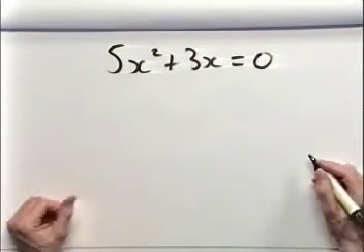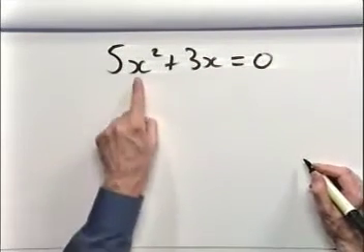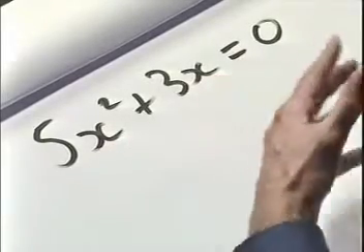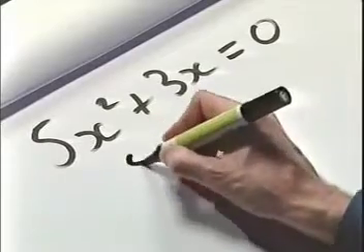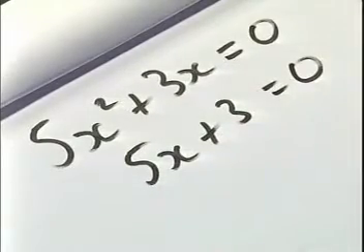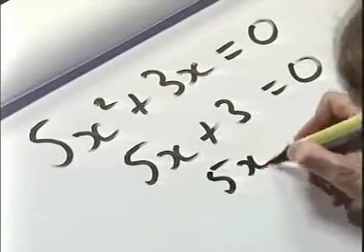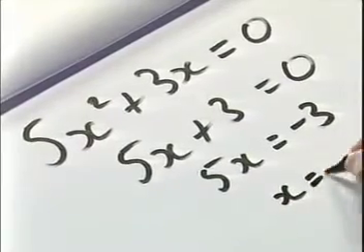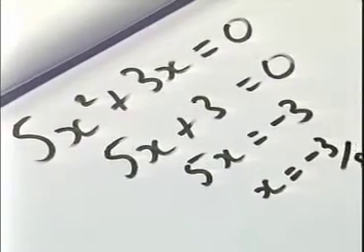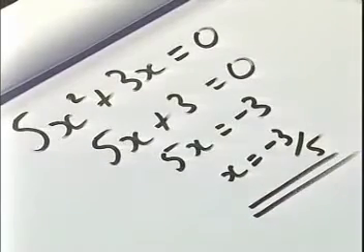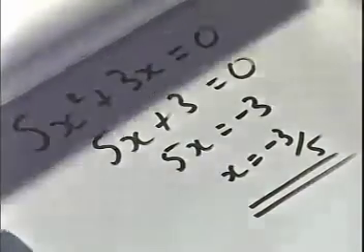Well, the mistake that we might very well make is to say, oh yes, a common factor of x, one there in the x squared term and one there. So I'll cancel by that x. 5x plus 3 equals 0, dividing each term by x. And then 5x is equal to minus 3, and then x is equal to minus 3 over 5. One answer, x equals minus 3/5.